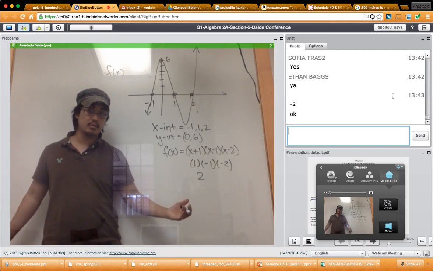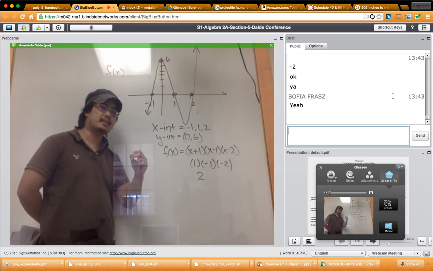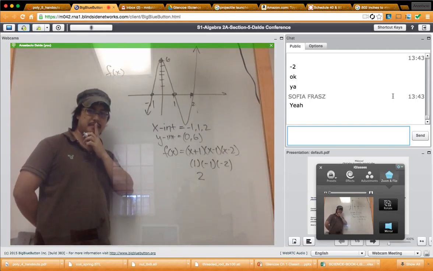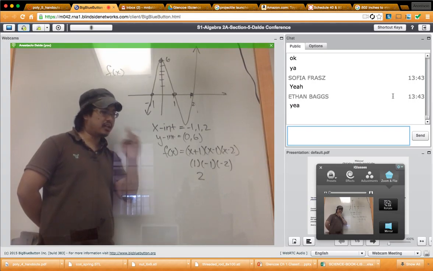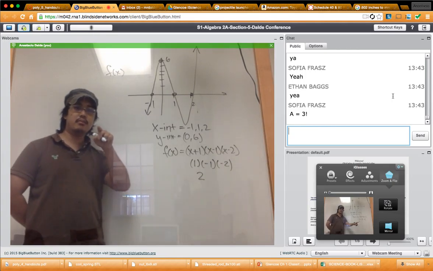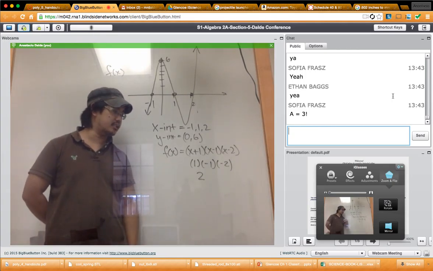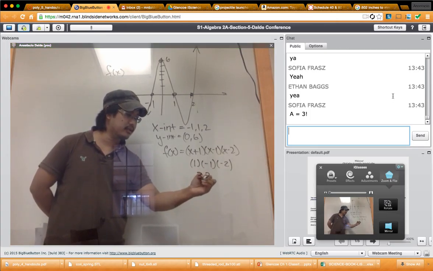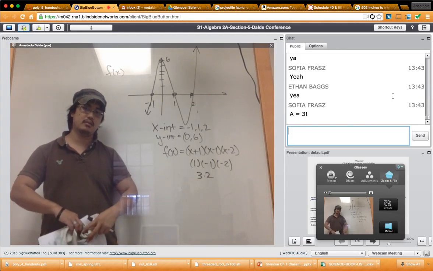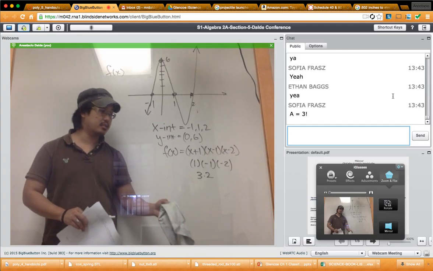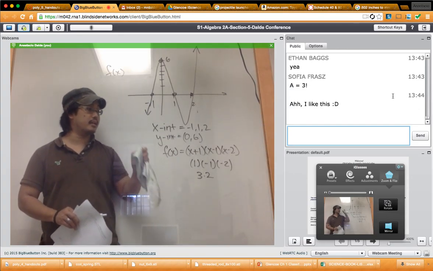We cool? The problem is we need to get this thing up to be 6. You see what I mean? So how can I scale this thing up to be 6? What Sophia's suggesting is, what happens if we multiply 2 times 3? It would give me 6. So that's the right y-intercept.